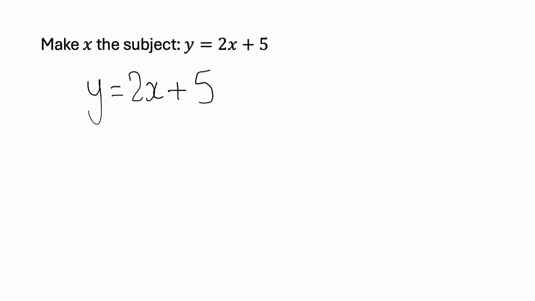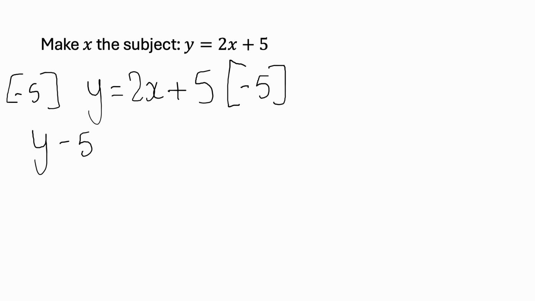So what we can do is try to eliminate this positive 5. So to eliminate the positive 5, essentially what you need to do is to do the opposite. So the opposite of adding is subtracting. So you're going to subtract 5 from both sides. So we end up with y minus 5 is equal to 2x.